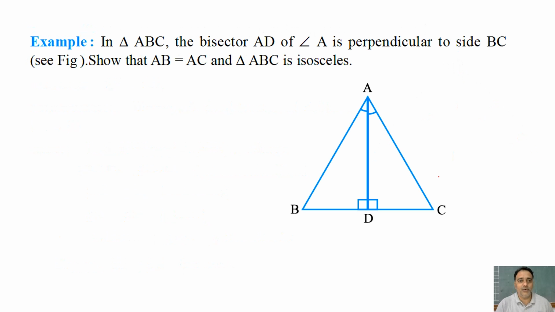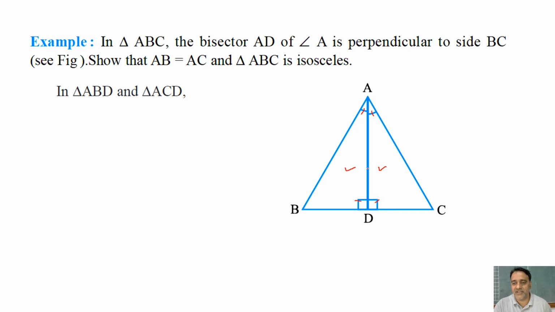Okay. Now we'll see one question. In triangle ABC, the bisector AD of angle A is perpendicular to BC. Show that AB is equal to AC and triangle ABC is isosceles. Okay, so we'll start proving these two triangles congruent first. These two angles are equal. Why? AD is the bisector of angle A.